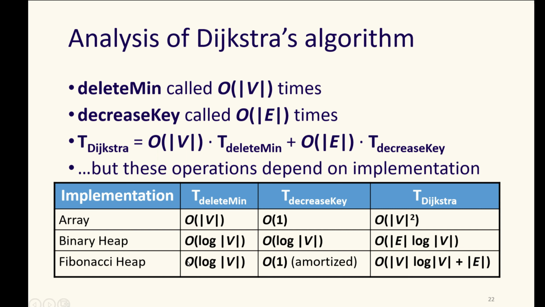But for a Fibonacci heap, which is a specialized type of heap, we can get delete min with log v, and we can get the decrease key in amortized time in O of 1. So we actually can get v log v performance in Dijkstra's algorithm if we use this specialized Fibonacci heap.